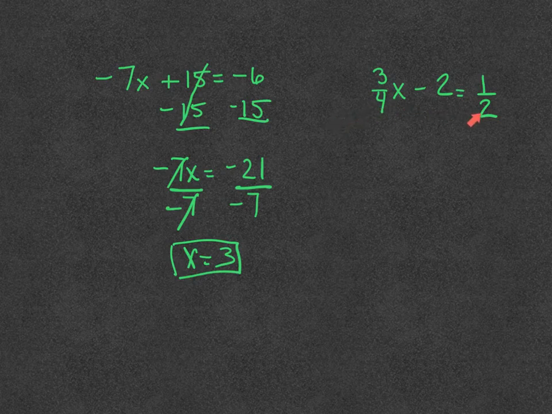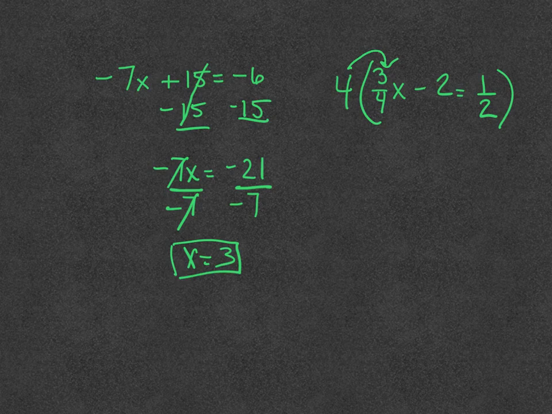If you notice my denominators, they are 4 and 2. I know that 2 goes into 4, and that if I multiply this whole thing by 4, this 4 and this 4 will cancel, and 2 will go into 4. So let me show you what I mean. I'm going to essentially distribute this 4 to every term that is in the parentheses.